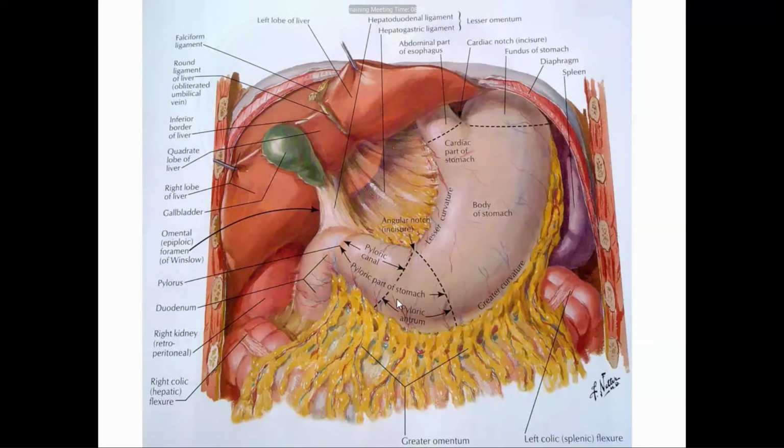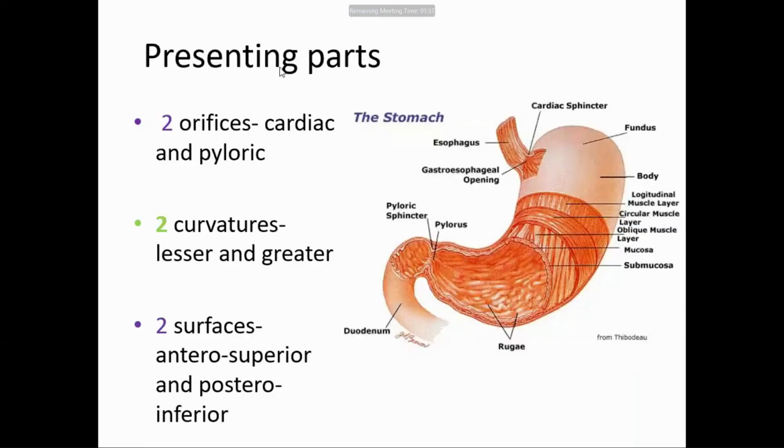Now this pyloric region is further subdivided into three regions. They are the pyloric antrum, pyloric canal, and the pyloric orifice. The presenting parts are the two orifices, the cardiac and the pyloric orifice.